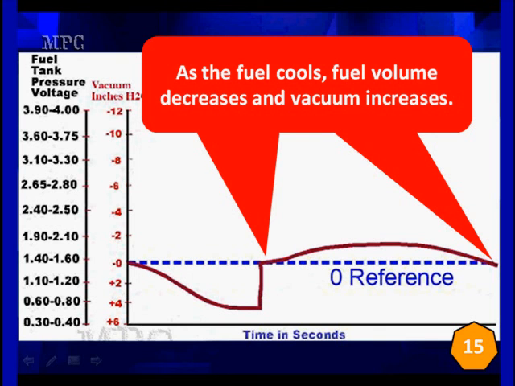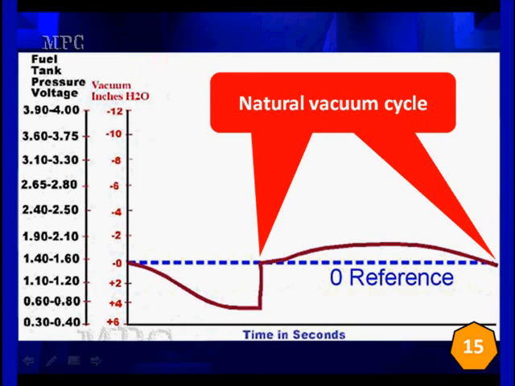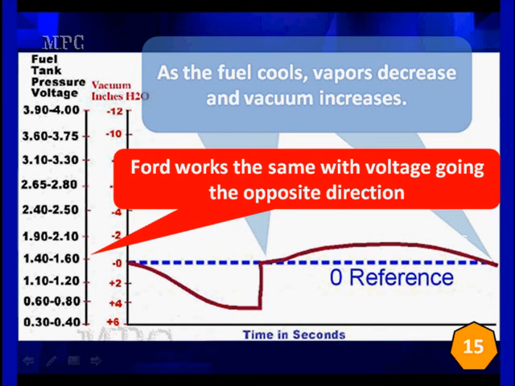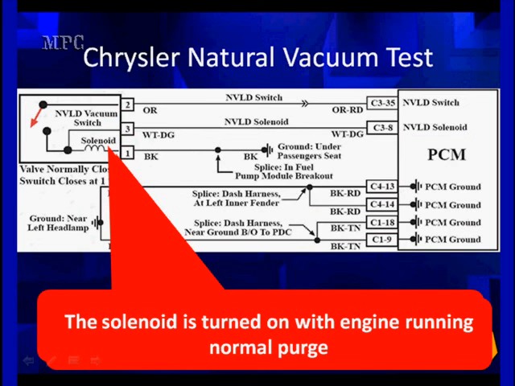We're going to use the same components and put it at the engine shut down and let natural vacuum take place. The natural vacuum cycle is to let the vacuum build up, plateau, release the pressure, zero it out, watch for the vacuum to build up, and the vacuum will tell us. We're all going to be based on fuel tank pressure voltage, watching an increase and decrease. Ford works the same way, with voltage going in the opposite direction, and they're going to divide it into a bunch of different phases. They're a little more organized.